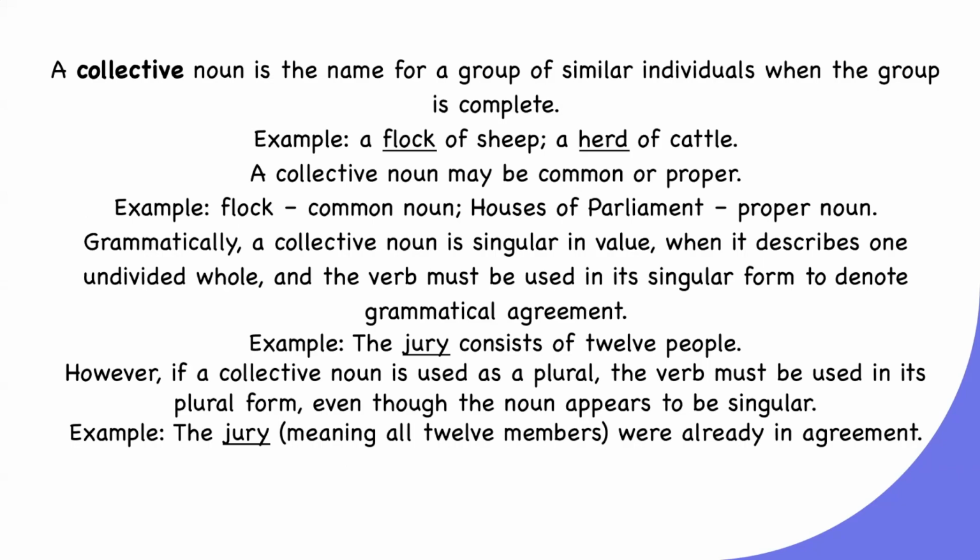For example, the jury consists of 12 people. However, if a collective noun is used as a plural, the verb must be used in its plural form, even though the noun appears to be singular. For example, the jury, meaning all 12 members, were, as in they were, already in agreement.